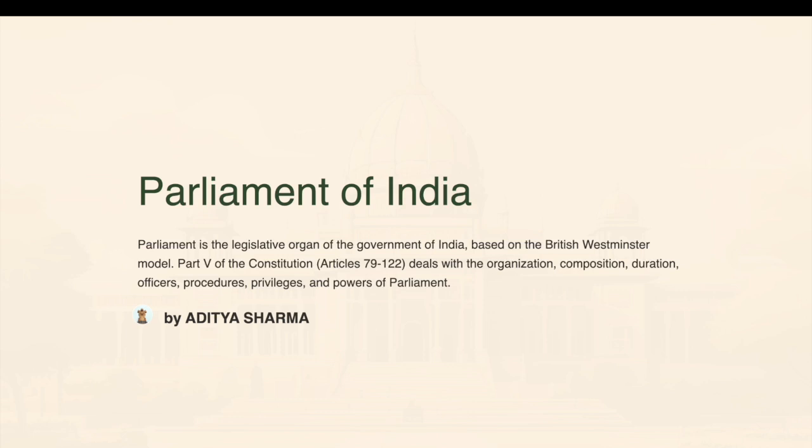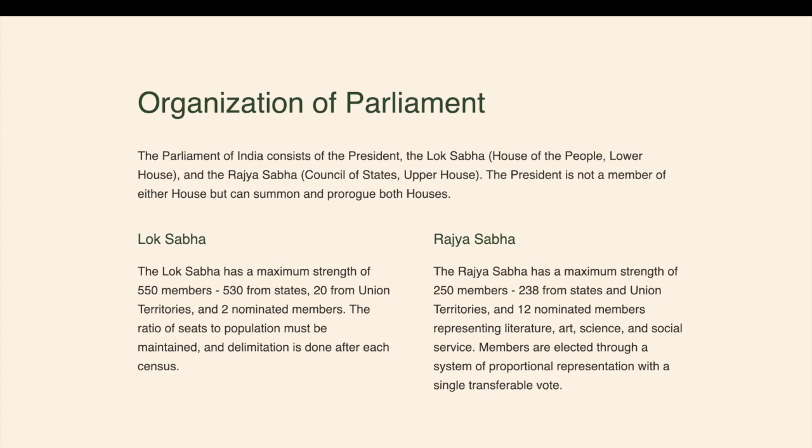Part 5 of the Indian Constitution deals with the Parliament: the organization, composition, duration, officers, procedures, privileges, and power of Parliament. That is from Article 79 to Article 122. The organization of Parliament includes the President, Lok Sabha, which is also known as House of the People or Lower House, and the Rajya Sabha, which is also known as Council of States or Upper House. Though the President is not a member of either House of the Parliament, he can prorogue both the houses.